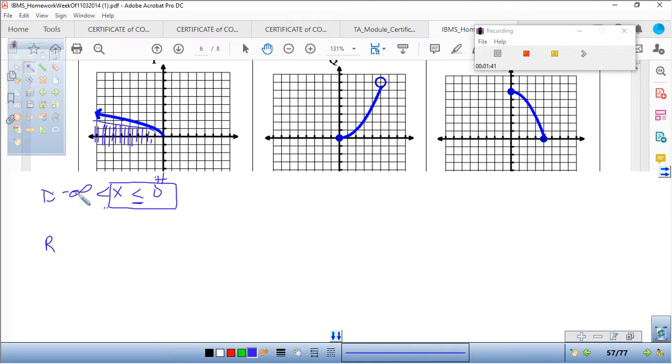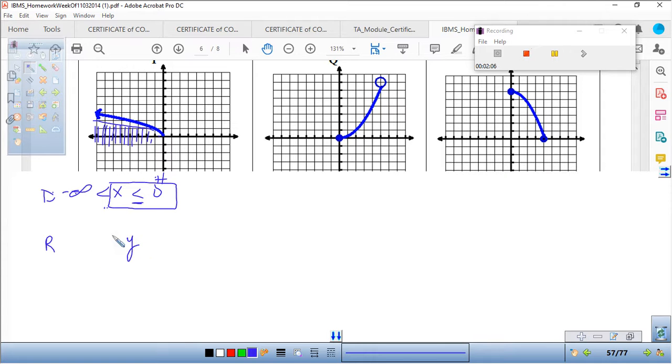Does it go forever in the infinity direction? Yes, it does. But this is what they're going to put as your answer choice, okay? So any x value less than or equal to 0. That's it. Now range. Range is the same idea.